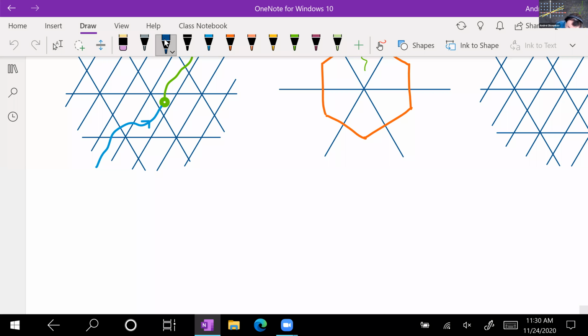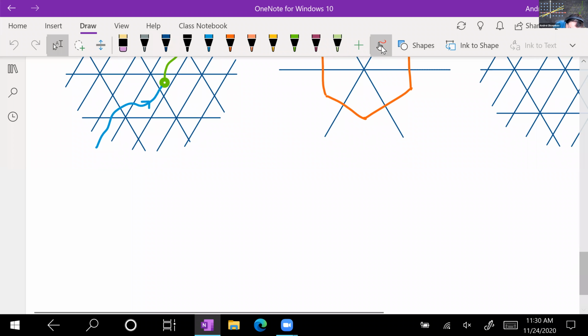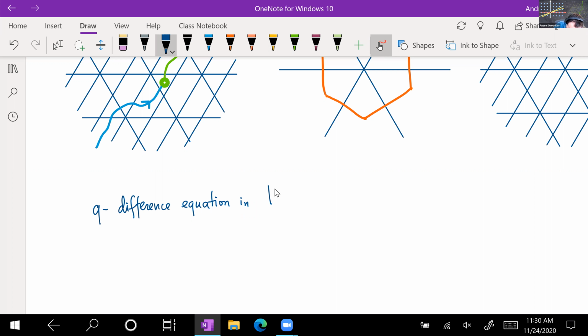Anyway, what we're doing today is the Q-difference equation in scalar variables. There's no good way to capitalize Q-difference, because if you apply large Q, capital Q, that means something else. This is an important topic, but I don't know how to capitalize it. Anyway, that's the topic for today.